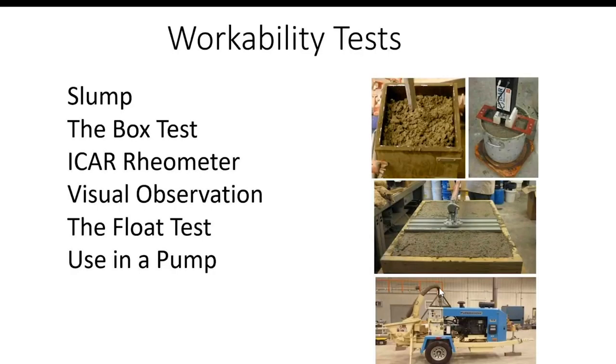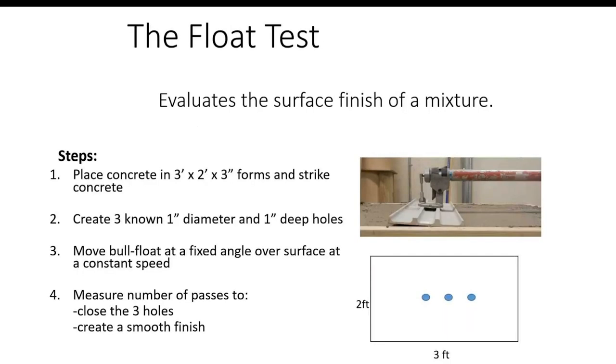So we're going to be using a whole series of workability tests: the slump test, something called the box test, a rheometer, visual observations, something called the float test, and we will be pumping concrete. We have our own pump at Oklahoma State University, and I will show you what we've measured out of that. So let's start out with something called the float test.